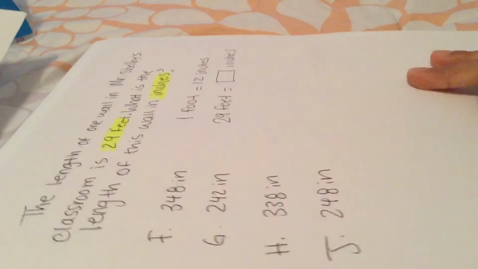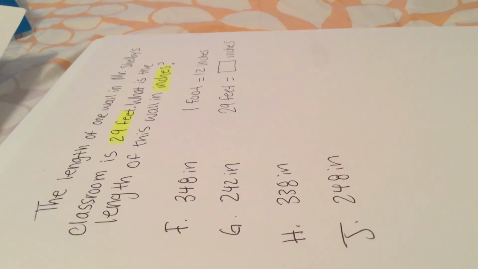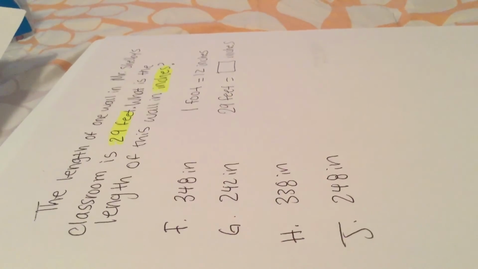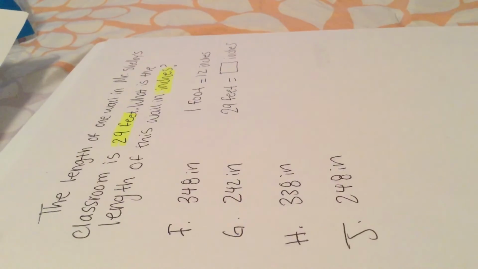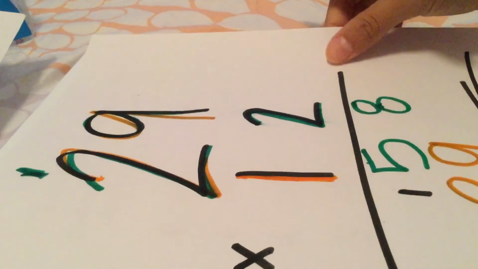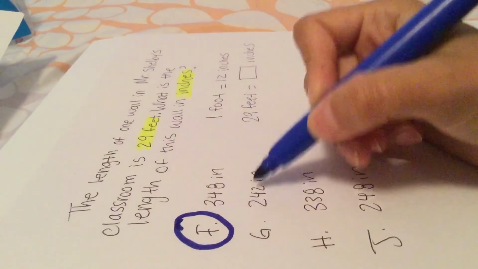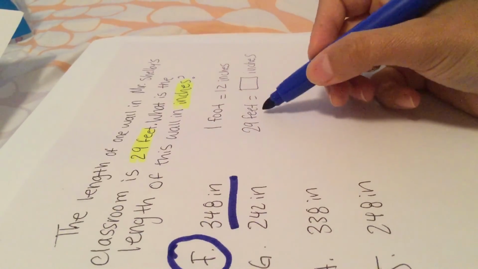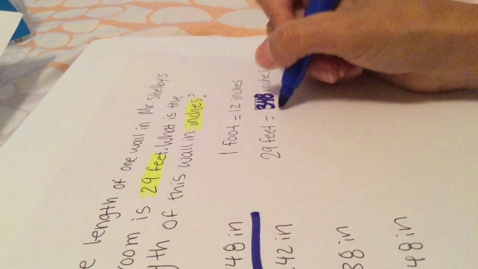So based on what we know, if we go back to the question, we should be able to find the answer here. We saw 348 for the partial product, 348 for the standard algorithm. So we know here that the answer is 348 inches. The letter F, 29 feet equals to 348 inches.